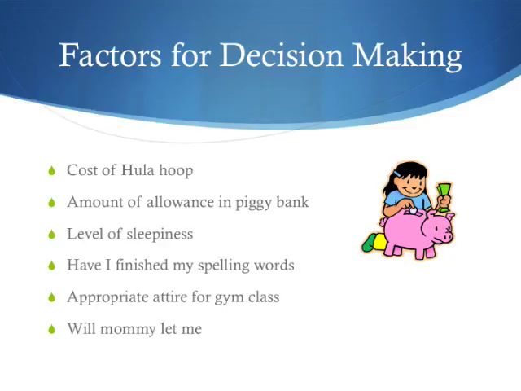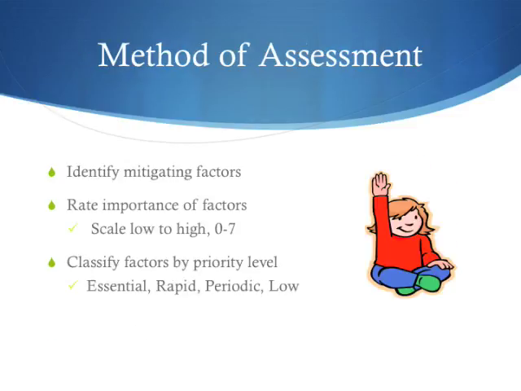There will be 3 steps used in the assessment process. First, the decision maker must identify all mitigating factors that may influence her decisions and sound judgment. Second, we will determine the importance of factors by ranking them using a 0 to 7 measurement scale. We will then calculate the range and average of each factor. And lastly, we will classify factors by priority level. Priority levels include essential, being highest priority, rapid, periodic, and low, being lowest priority.